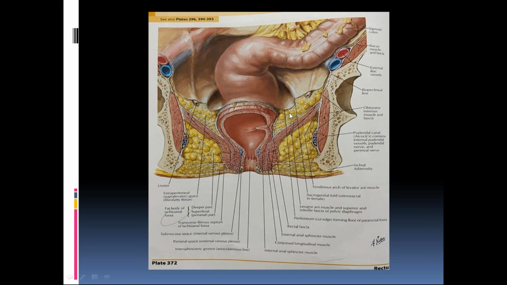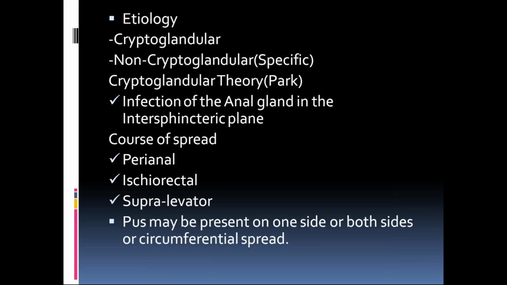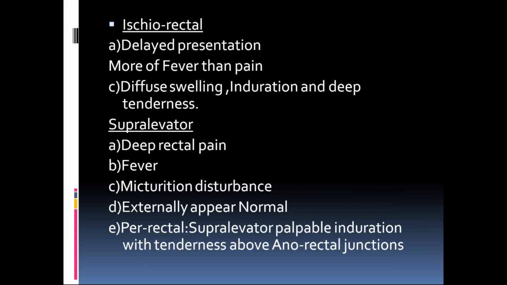Patient will have a deep seated abscess, fever, and some micturition disturbances, because it will be irritating the urogenital system, which is near the rectum. Patient will have a feeling of passing urine frequently, that is due to irritation. So the main complaints of supralevator abscess are deep rectal pain, fever, and some micturition disturbances. On examination, if you make the patient lie down on the table, you will not see anything on external appearance.